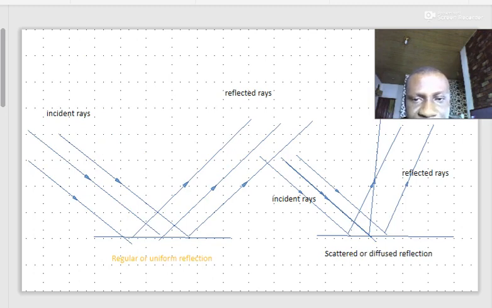So we go back to the types of reflection. There are two types: the diffuse reflection and the regular reflection. This is the regular reflection, and this is the diffuse reflection. In this type of reflection, the incident rays on this surface are parallel rays, as you can see. After reflection by this surface, the rays travel parallel again as reflected rays.